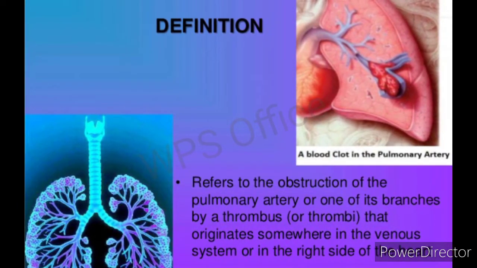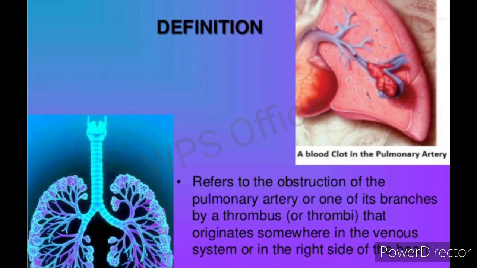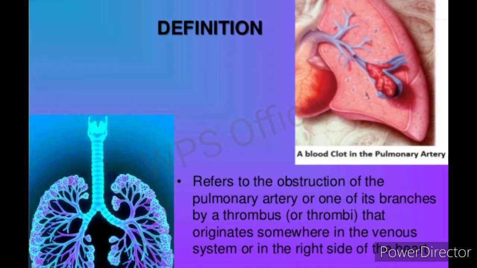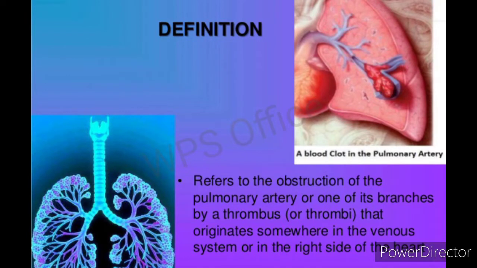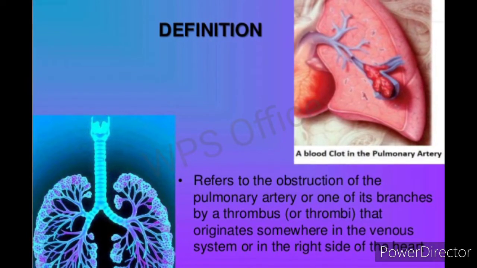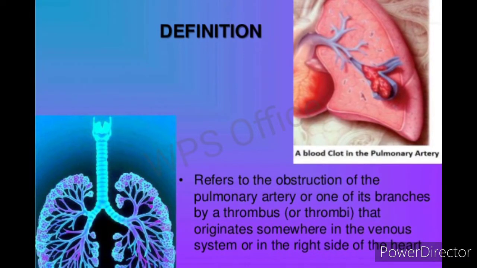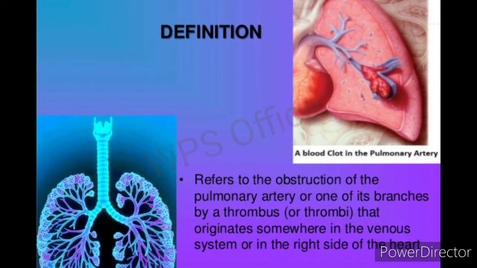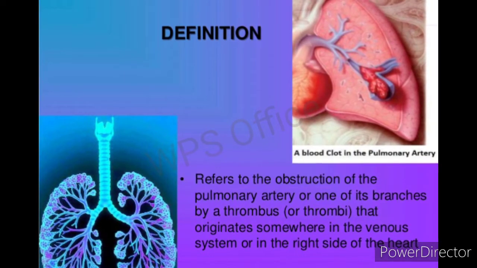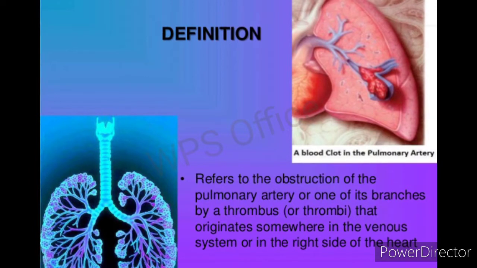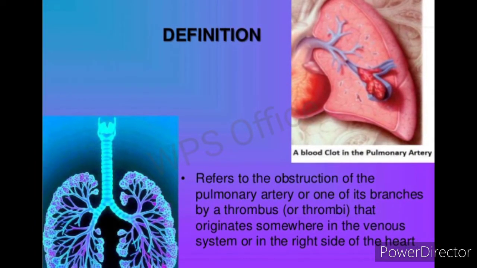Pulmonary embolism refers to the obstruction of the pulmonary artery or one of its branches by a thrombus that originates somewhere in the venous system or in the right side of the heart. So it is the obstruction of the pulmonary artery. We all know the pulmonary artery brings the impure blood from the heart back to the lungs, where it gets purified. Then, with the help of the pulmonary veins, it is transferred to the heart again. So the problem here lies in the pulmonary artery.